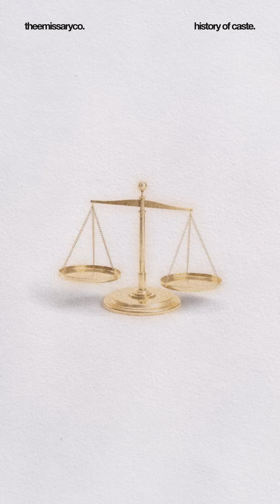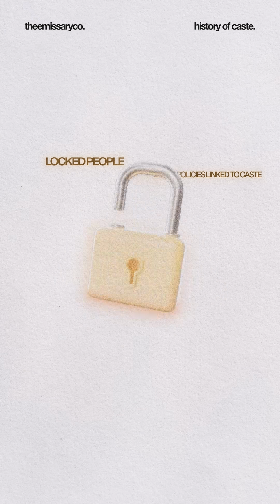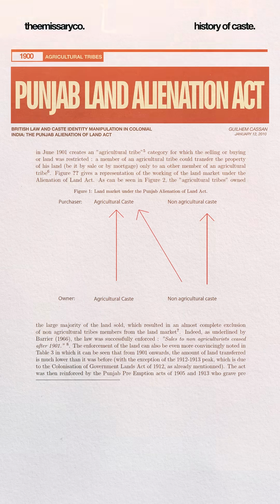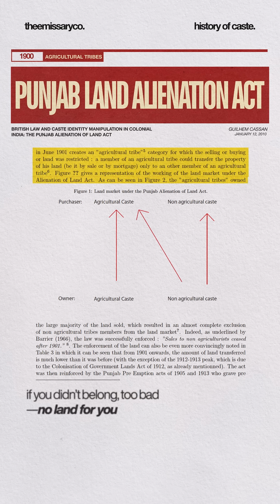Secondly, now that the British had data on castes, they started to enact policies linked to castes. These laws effectively locked people into their assigned groups. A prime example is the Punjab Land Alienation Act of 1900, which created a new category called agricultural tribes. Only castes in this category could buy and sell farmland. If you didn't belong to this category, too bad, no land for you.